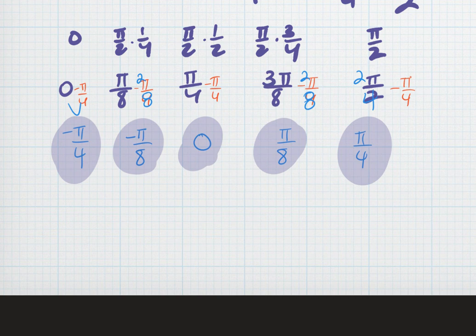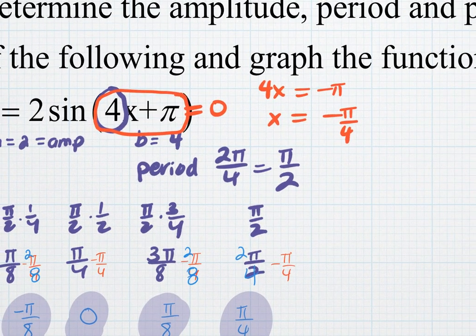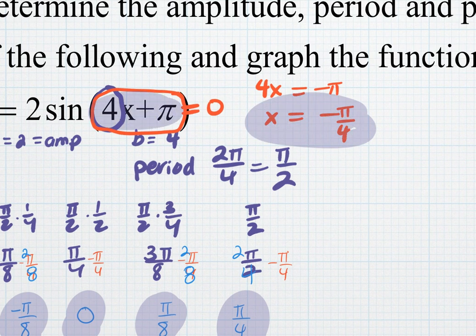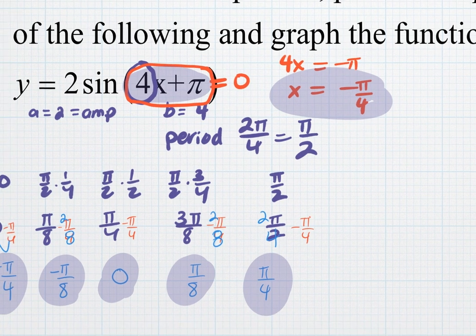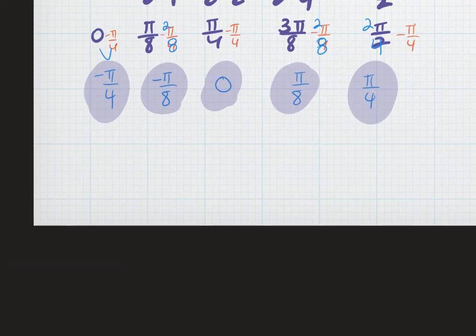I took the 0 and like this pi over 4, the one up here? Yes. You set whatever's inside the parentheses equal to 0, solve for x. Okay. That's your phase shift. All right, now I'm going to my graph.